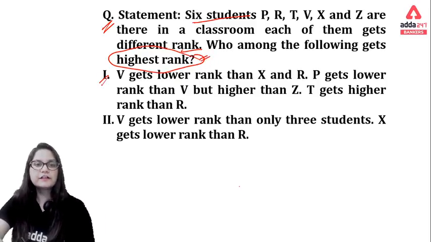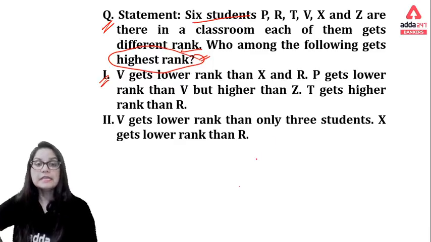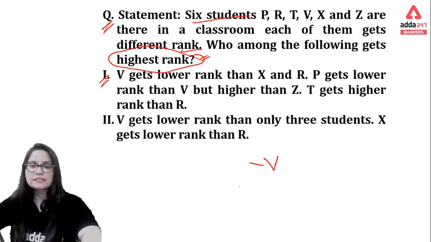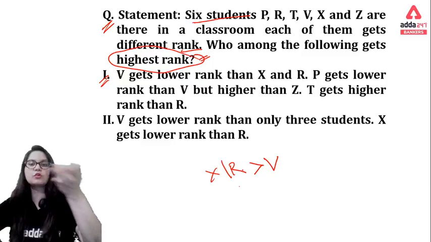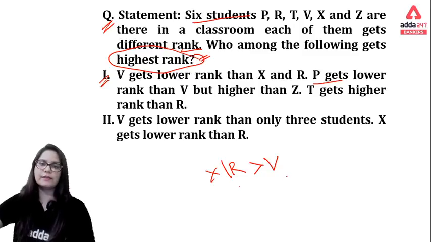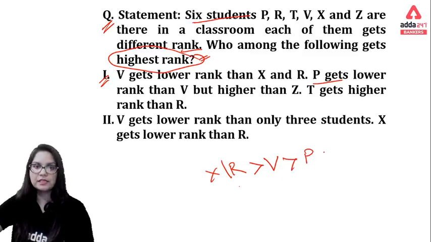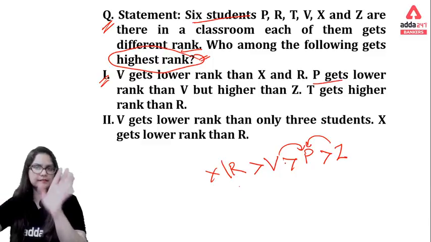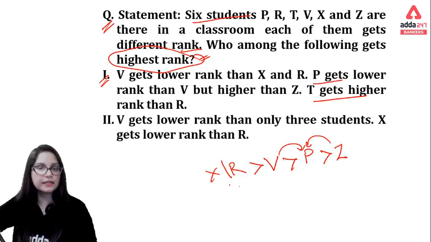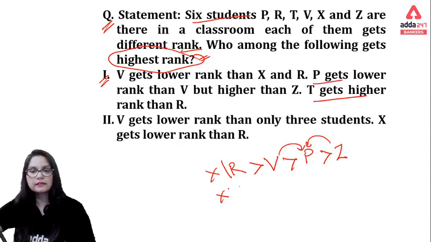So here we solve the first statement. Firstly it is saying that W gets lower than X and R. W gets lower than X and R, but we are not confirmed whether X is getting higher marks or R is getting higher marks. In the second one, P gets lower marks than V but higher than Z. So P is lower than V and higher than Z. It is clear. T gets higher than R. So we can arrange here, T may be X.